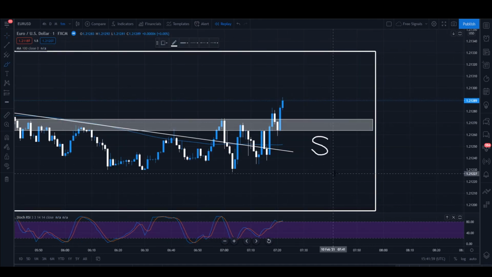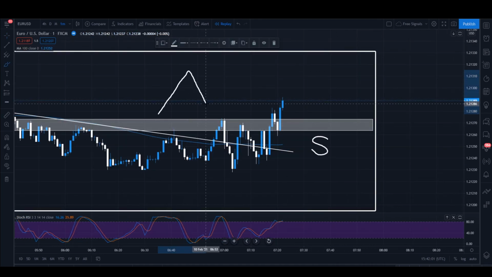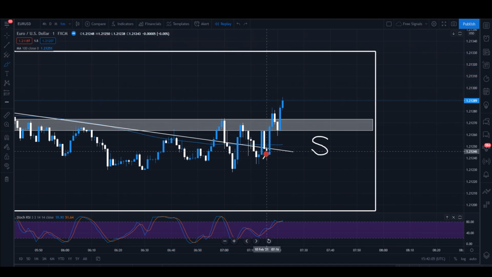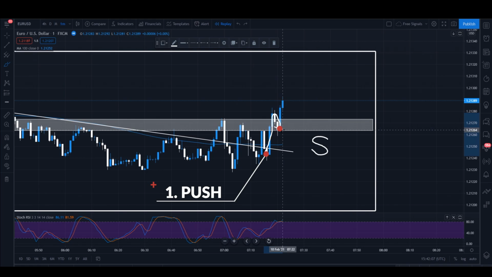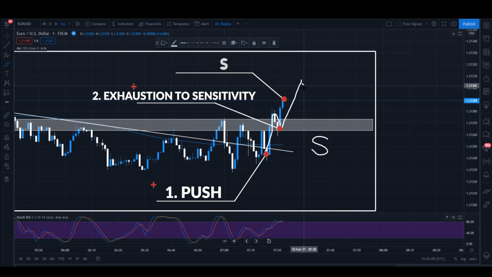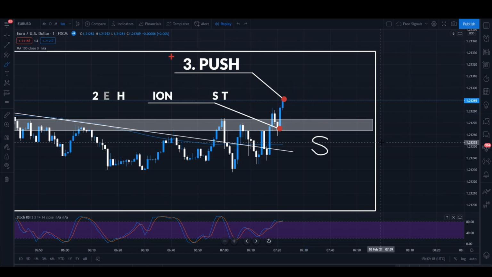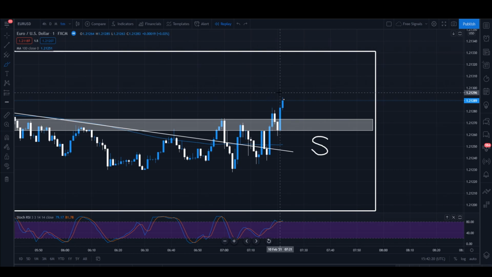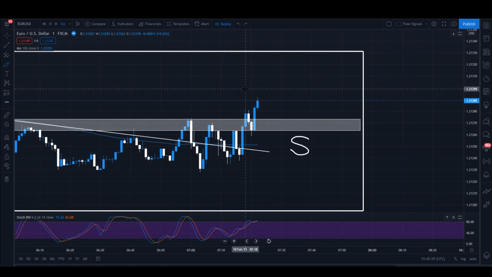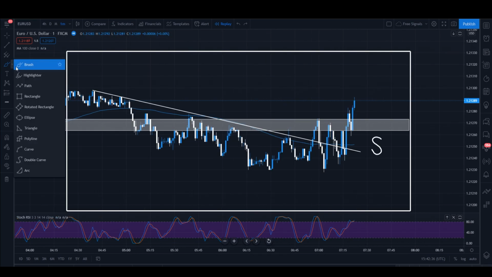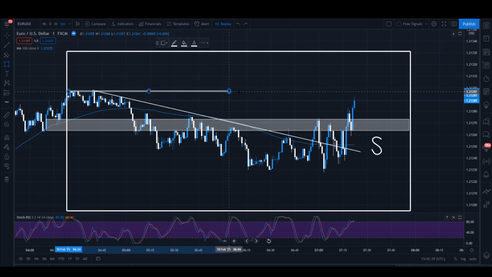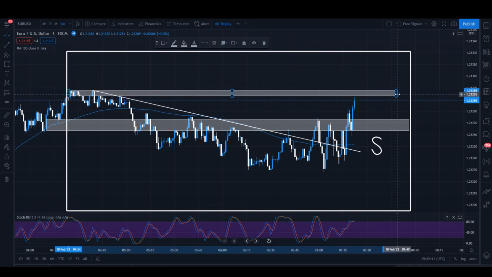As I previously mentioned, markets move in a push, exhaustion, push scenario. So what's currently actually happening? We had a push, exhaustion, push, probably an exhaustion to the previous area of sensitivity where we will be looking to enter. So we haven't really identified yet an area of resistance, so we actually need to do that. If we have a look at previous data, this pretty much looks like a good area of resistance.